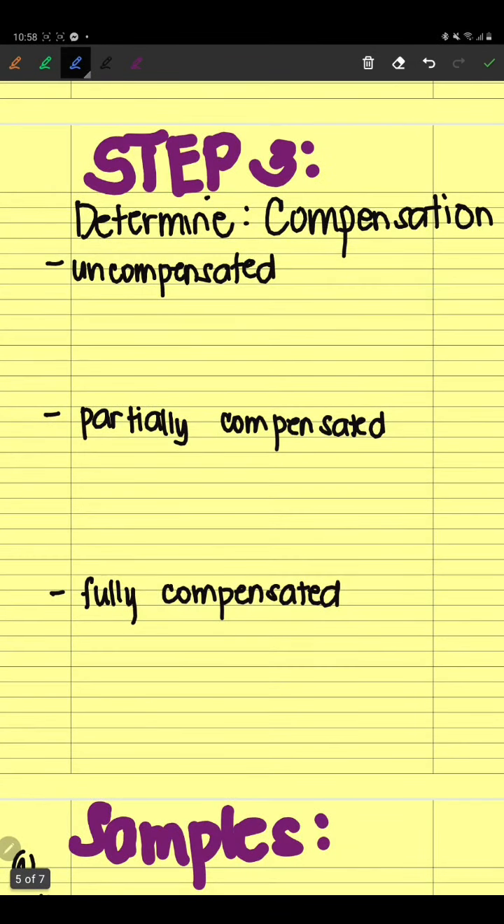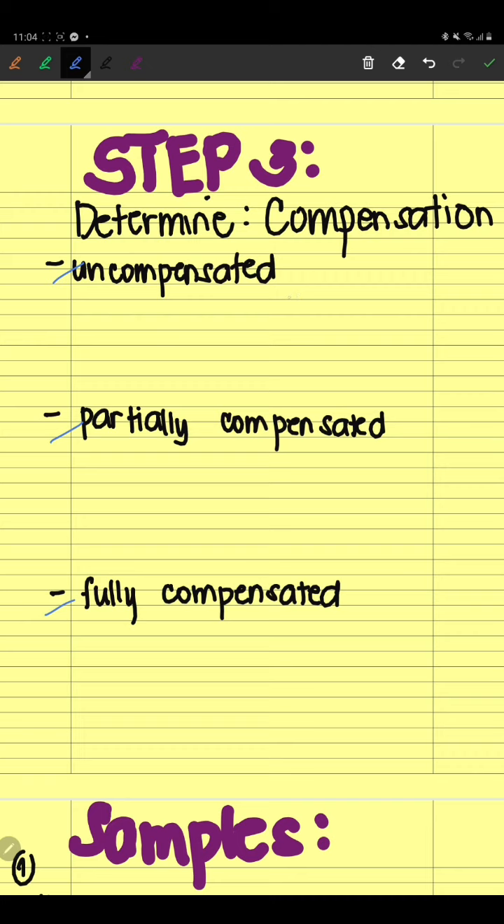So, how will we know, or how do we determine, the compensation? Your compensation would either be uncompensated, partially compensated, or fully compensated. Okay, so what are the three types of compensation? After you are able to determine whether it is acidosis or alkalosis and whether it is respiratory or metabolic, now we will determine the type of compensation. So the three types are uncompensated, partially compensated, and fully compensated. You can also say full compensation, partial compensation, or no compensation at all.